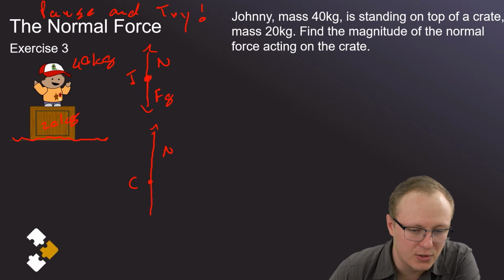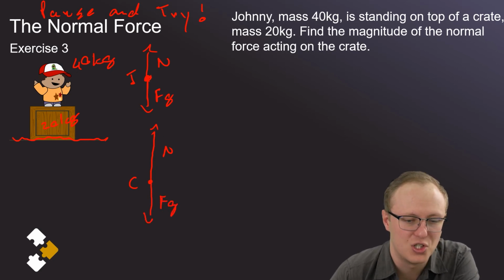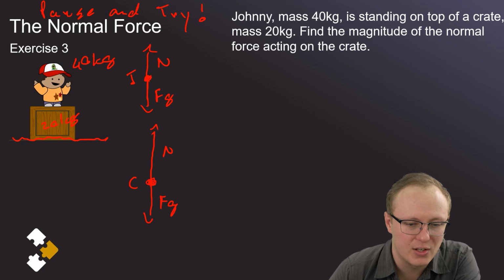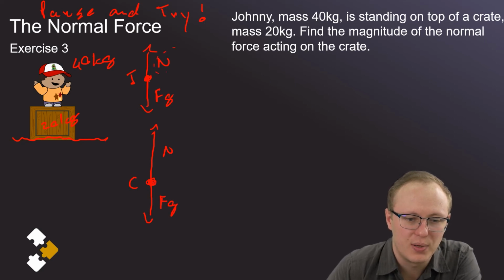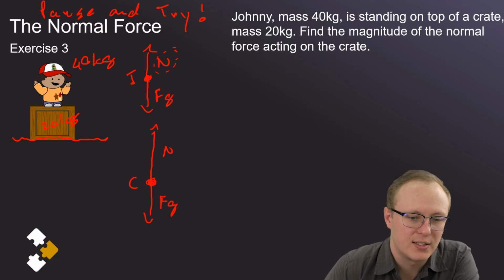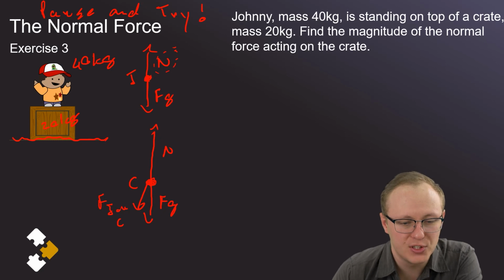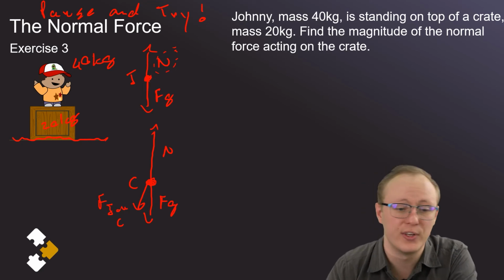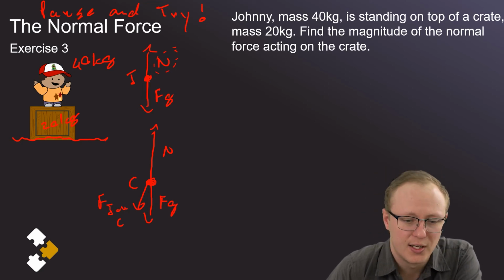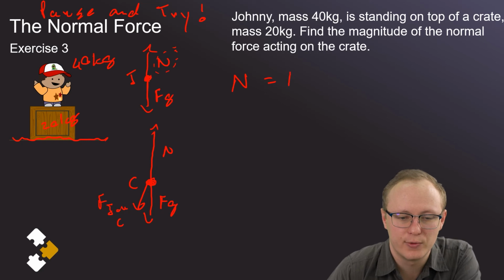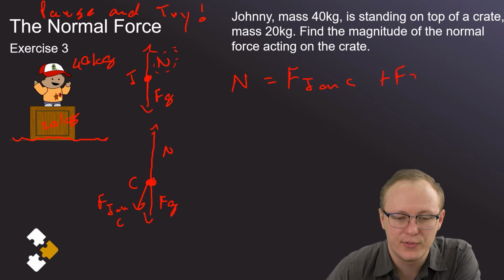But then the crate is still an object on planet Earth, so it's going to have Fg. But then Johnny is standing on the crate. So the action-reaction pair of this normal that the crate is exerting on Johnny is going to be, I'm just going to call it, the force of Johnny on the crate. So for this crate, we've got these three forces in the y direction. The crate isn't moving, so the forces have to be equal. So the normal going up is equal to the force of Johnny on the crate going down, plus the Fg of the crate going down.